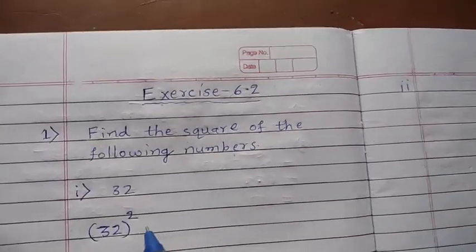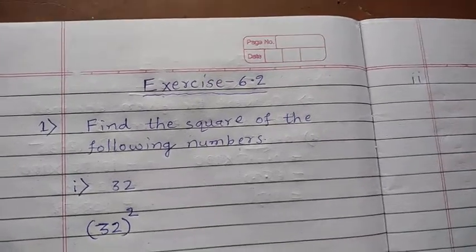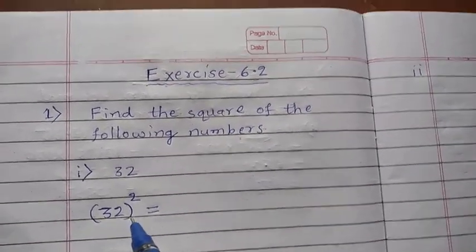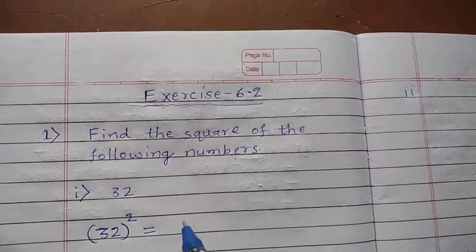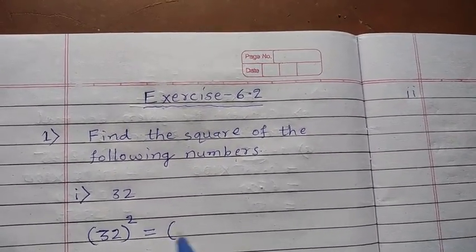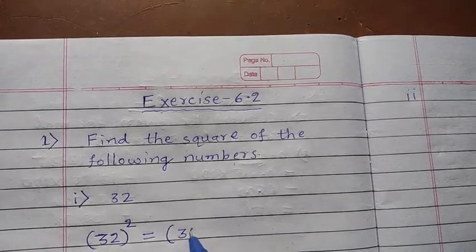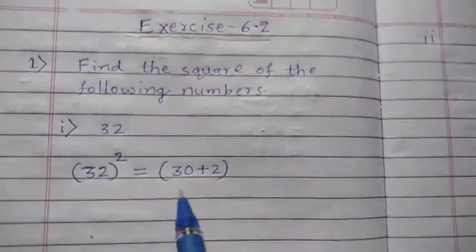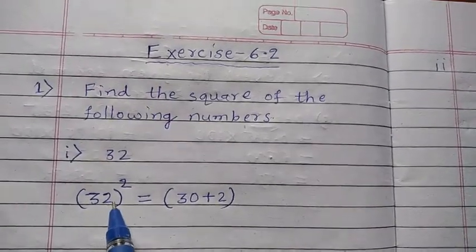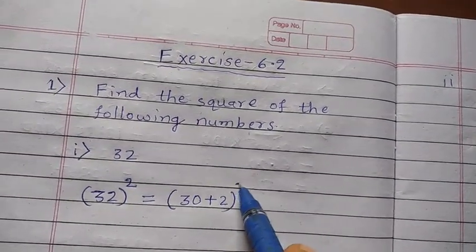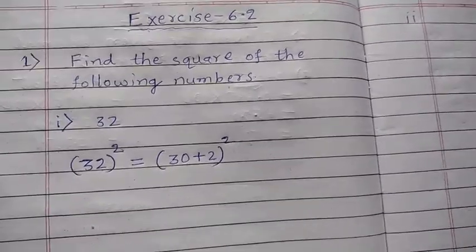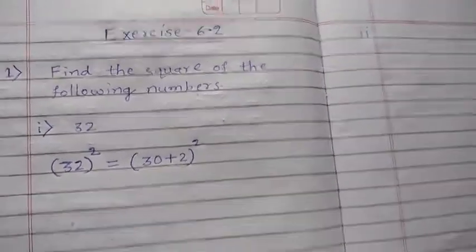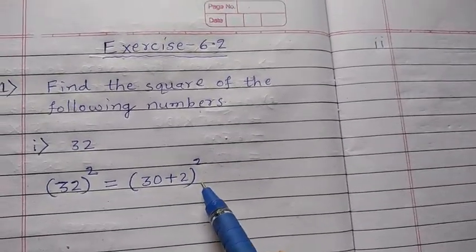Dear students, you have to keep in mind that I split this 32 as 30 plus 2. Understood? 30 plus 2 becomes 32, and this whole thing squared I write as it is. So this is the first step, and after that we have to solve this one.